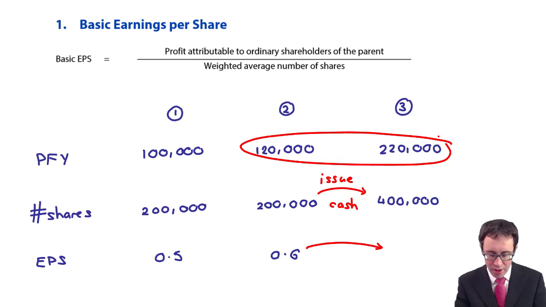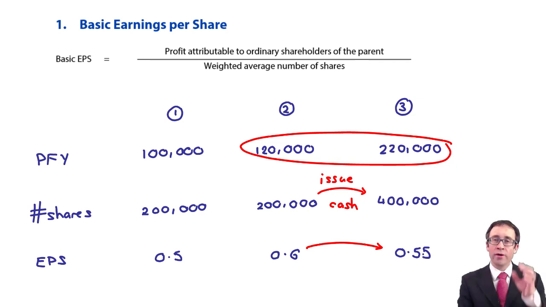But if you look at it from an earnings per share figure, then it's not as good as what was expected. The earnings per share figure is 0.55. Okay. So the actual earnings per share is worse than the previous year. So therefore the performance isn't as good as what would have been expected.